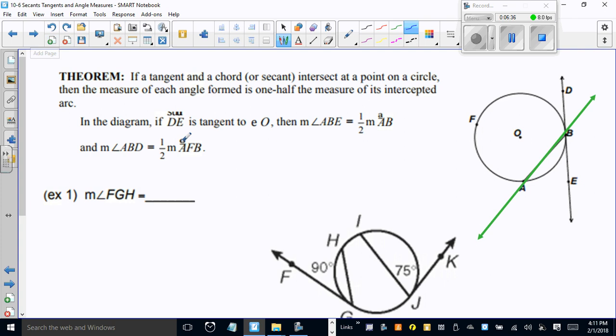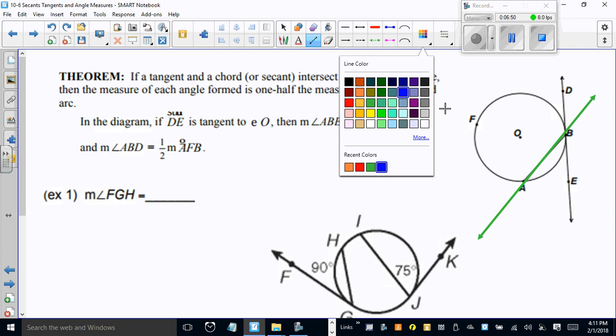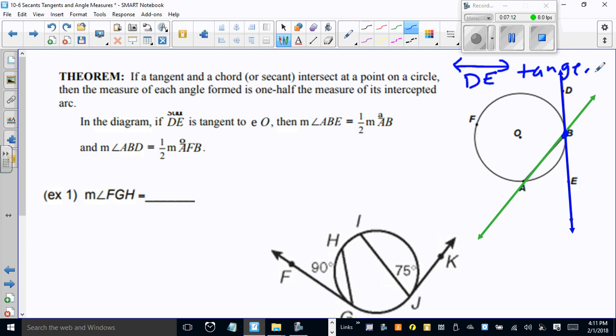Alright. Now, it tells us in this theorem that if a tangent, and remember a tangent is a line which that would be where D and E is, okay? Remember, a tangent is a line that intersects the circle at exactly one point, which would be point B. So that means that line DE, remember the arrows on both ends, is a tangent. A tangent is a line that intersects the circle at exactly one point.